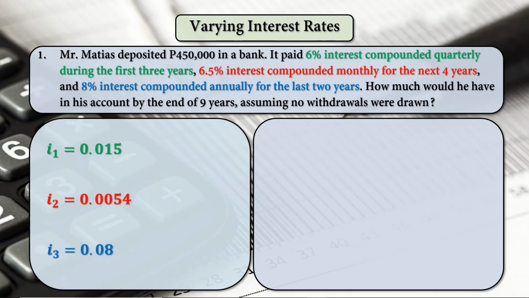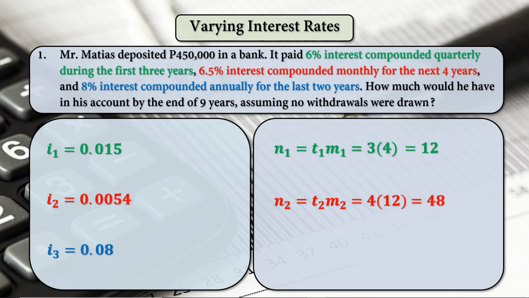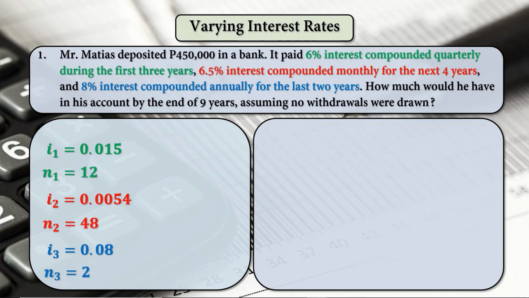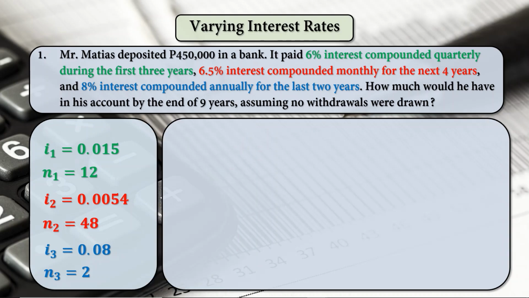And next, based sa ating formula, may isa pa tayong kailangang kunin na value which is our N. For N1, that is T1 times M1. T1 is 3 years times 4, that is 12 periods. For N2, T2 times M2, that is 4 times 12, that is 48. And N3, T3 times M3, that is equal to 2 times 1 or 2. Then, inonote din natin yung mga values na yan.